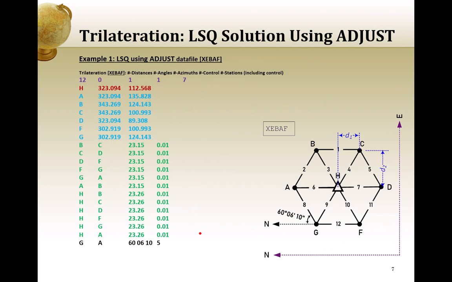For the format of the adjust file now, we have distances. The first thing, we have 12 distances.